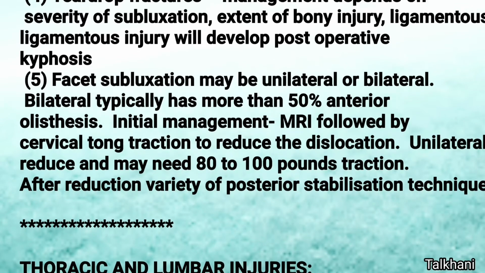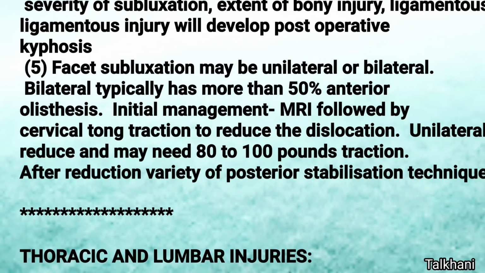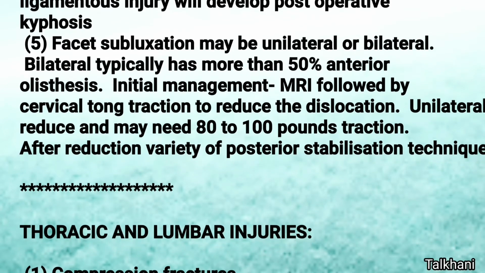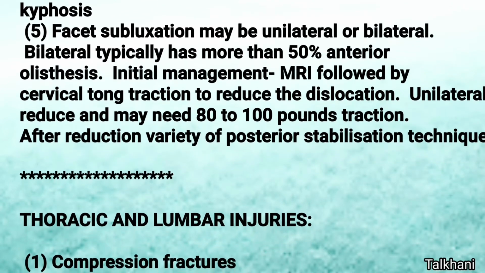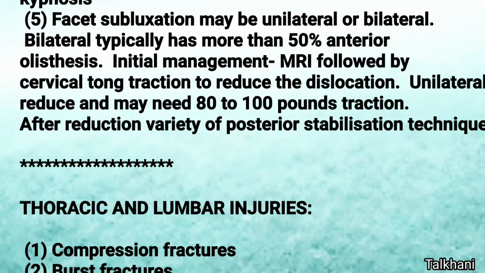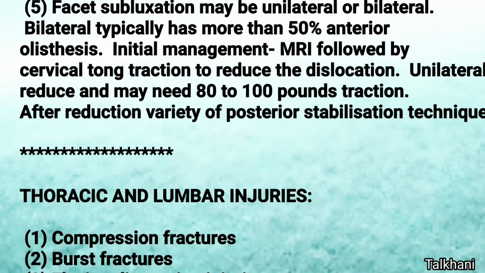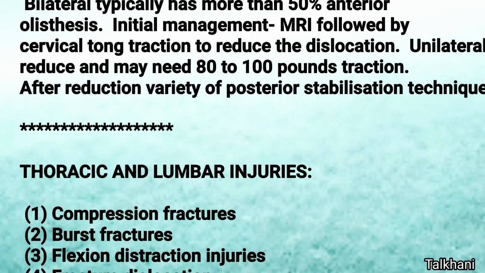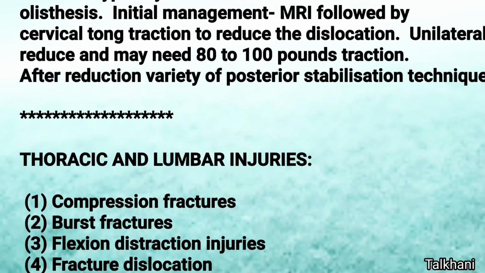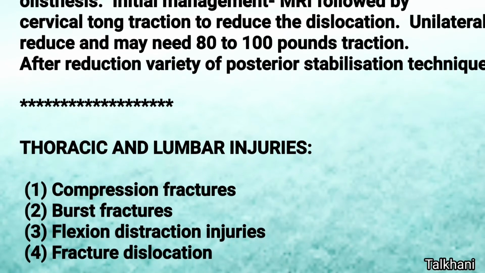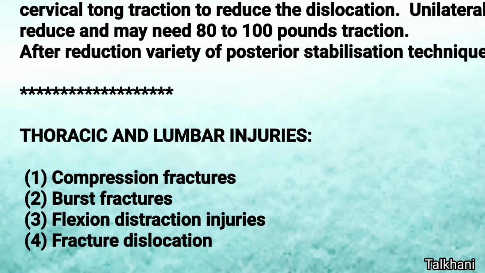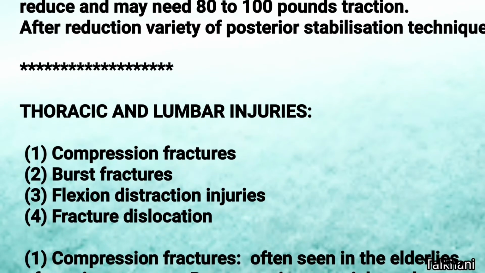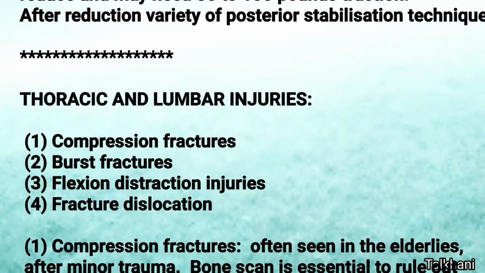Fifth group, facet subluxation, which may be unilateral or bilateral. Bilateral typically have more than 50% anterior listhesis. Initial management of cervical tong traction to reduce the dislocation should always be preceded by MRI scan. Unilateral facet dislocations are more difficult to reduce and may need 80 to 100 pounds traction. After reduction, varieties of posterior stabilization techniques are described.